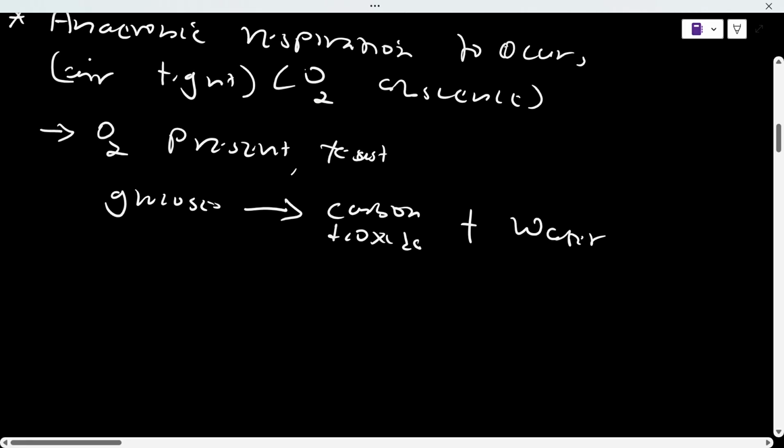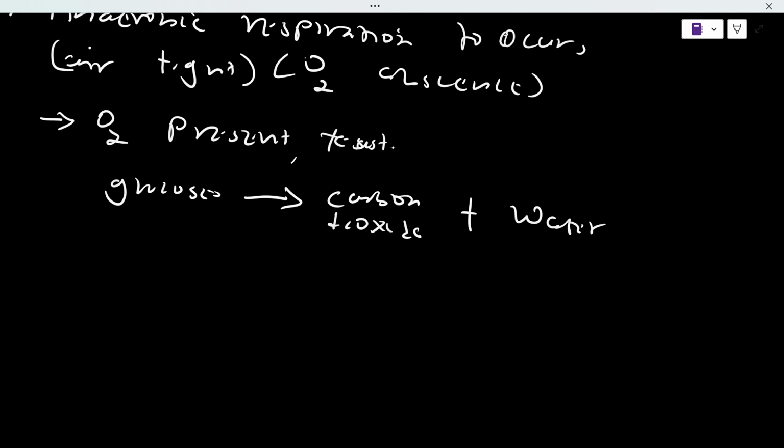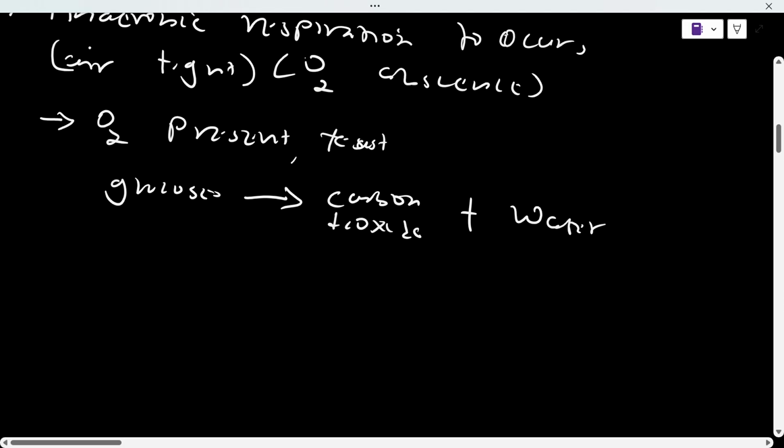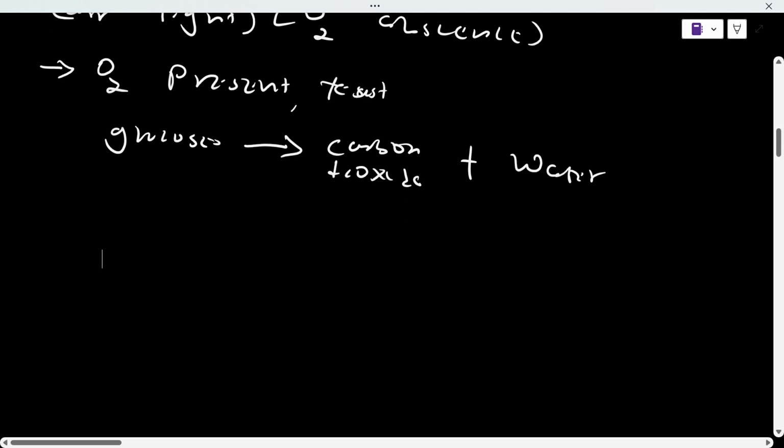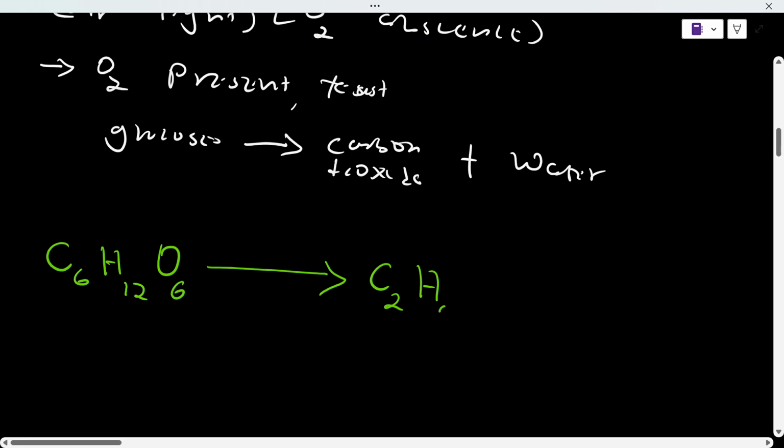So if the conditions are met, meaning an airtight condition and a temperature maintained at about 25 to 30 degrees Celsius, glucose, which is chemically written as C6H12O6, will yield ethanol, will give us C2H5OH plus CO2.